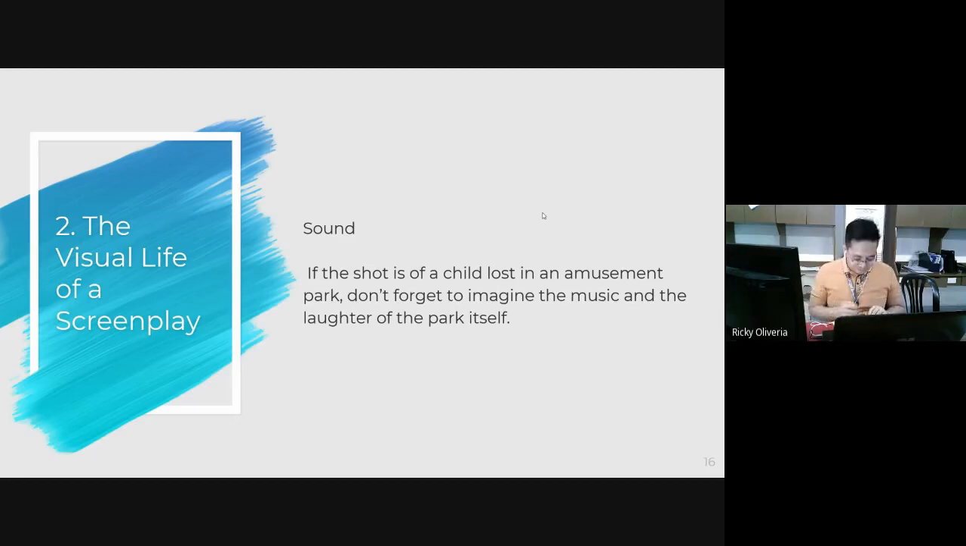Kasi halimbawa, isasulat mo din sa script mo, nawawala yung bata. The child is lost. Okay? Camera move around, ganon. Play this sound, ganon. Kasama yon sa script. But right now, syempre, hindi pa natin inaano kasi hindi pa naman tayo gumagawa ng script.